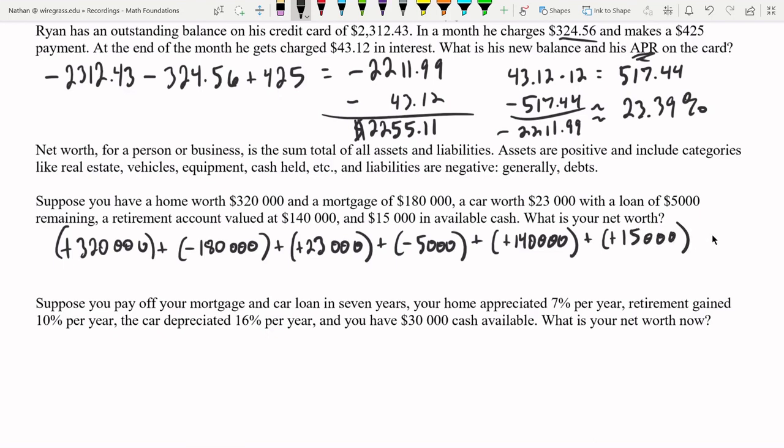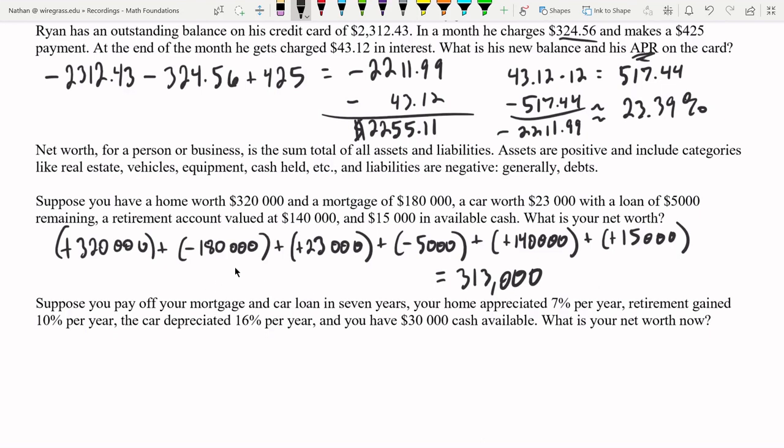Okay, what is the net worth with just considering these things here? Well, this of course is going to be a minus, that's a plus, that's a minus, plus, plus. Really, we're just going to do this number minus this, plus this, minus this, plus this, plus this. It's just subtract off the debts and add up the assets. So doing that, I'm getting a total of $313,000. So the net worth is $313,000.